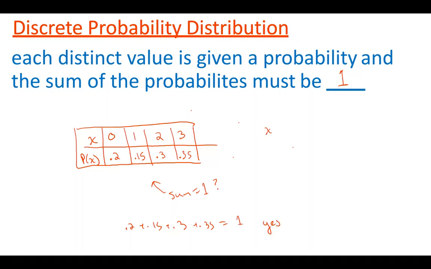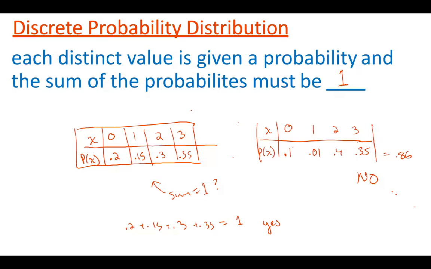If you had a similar thing here, and these did not sum to equal 1, it would not be a valid probability distribution. So if you add up all of these and they don't equal 1, then it would not be a valid probability distribution. So in this one, this would be 0.7. This would be like 0.86. So this would be no.